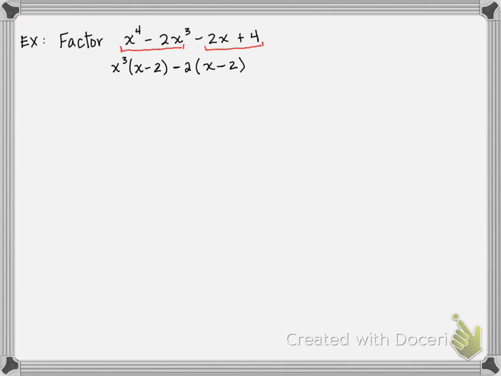Always double check your signs, right? If I put a plus right here, distributing would not give me that positive 4. It would give me a negative 4. So that's why we have to change that sign so that it's actually equal to what's above it. So now I have a common binomial factor of x minus 2. When I pull it out of the first term, I get x to the third. There's subtraction between my terms, and when I pull it out of the second term, I get 2.